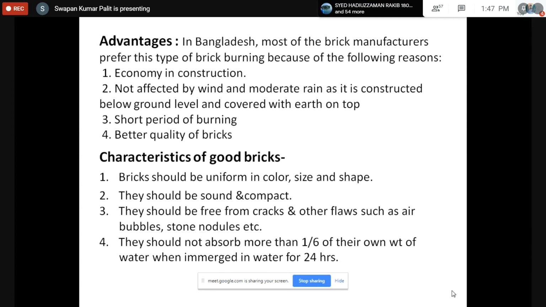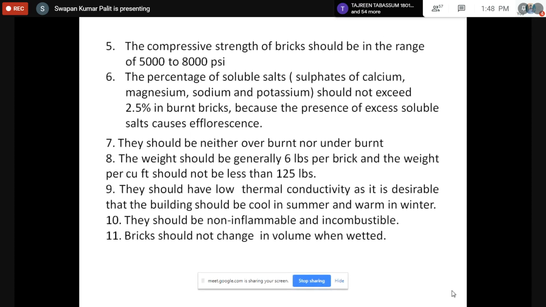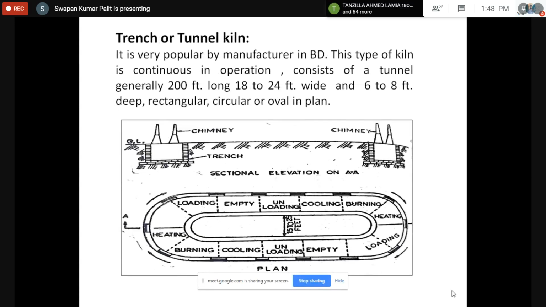So which brick kiln is preferred in Bangladesh? What is the name of this brick kiln? Can you hear me? Trench kiln, or tunnel kiln. This looks like a tunnel. That's why it is called tunnel kiln. Below ground level. You can see in the picture.